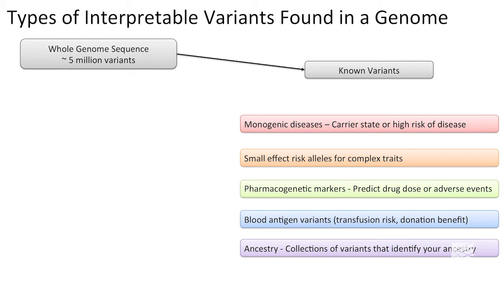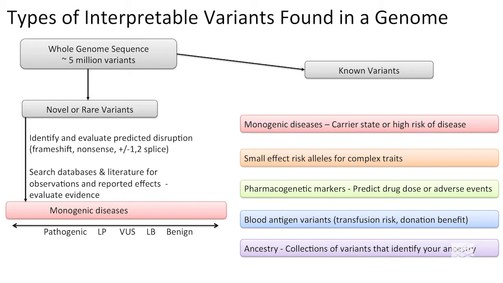Most of what we struggle with are the novel and very rare variants, where we have limited information for monogenic disease risk. And that's really what we're going to talk about today: how we go about thinking about the evidence for variants and how to interpret them.